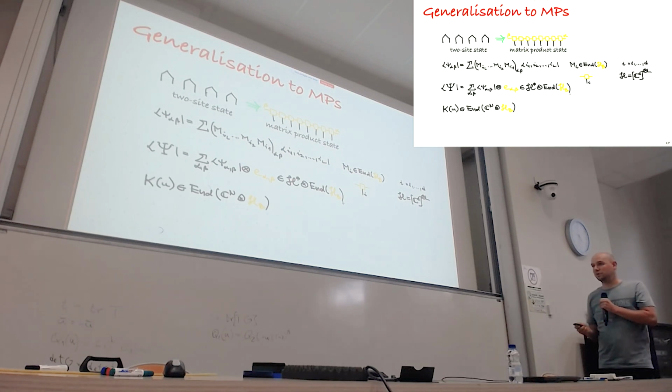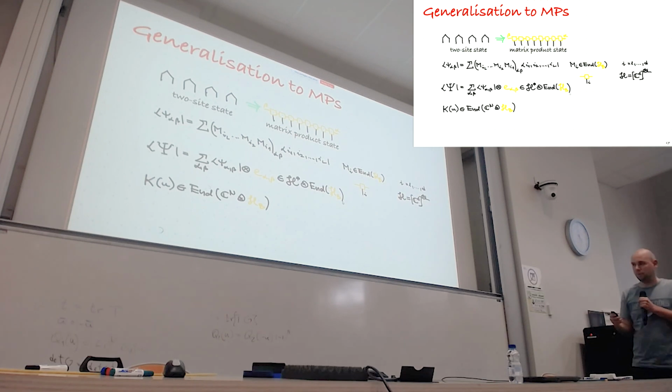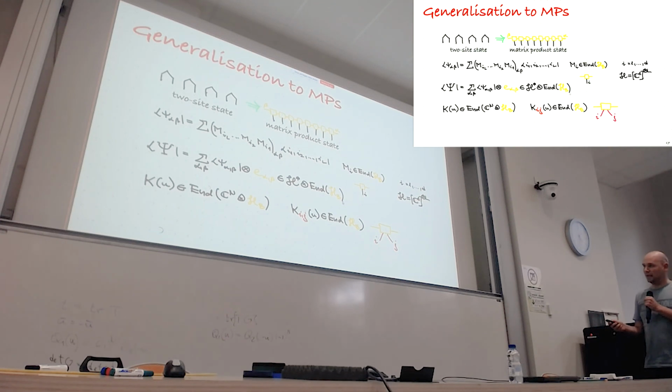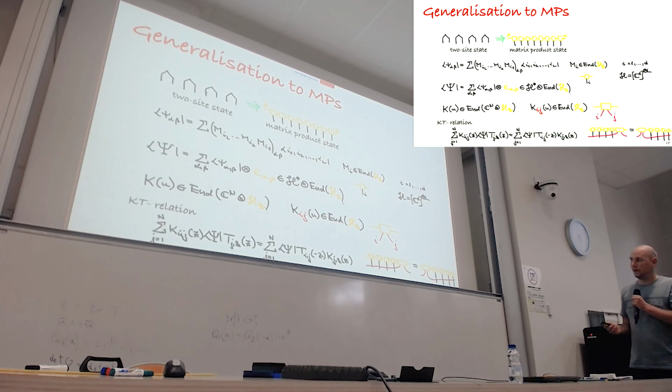And we also introduce a K matrix, which is a matrix in the auxiliary space and the boundary space. And this is the graphical notation for the K matrix. So it has 4 legs. This red one corresponds to the auxiliary space, and the yellow one corresponds to the boundary space. And this is the generalization of the KT relation.